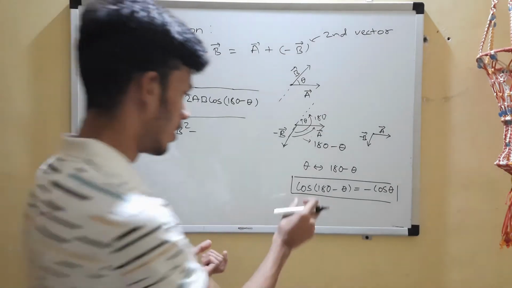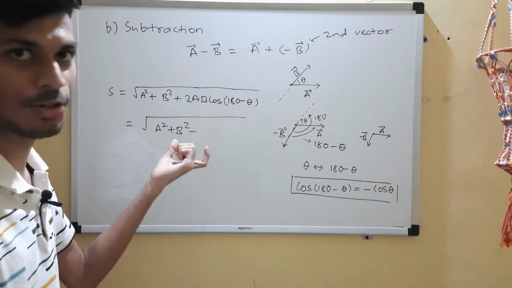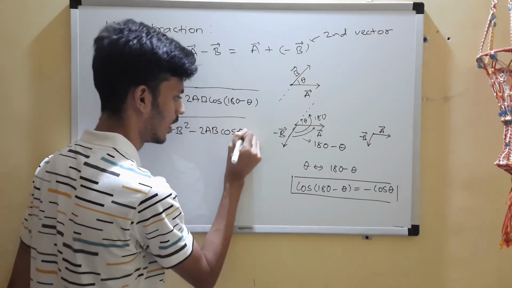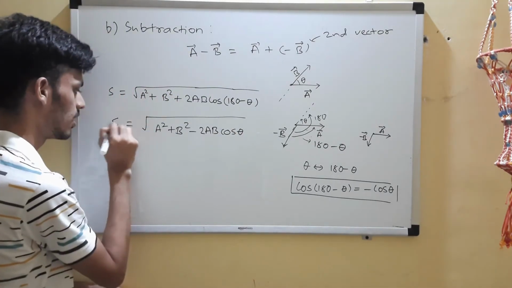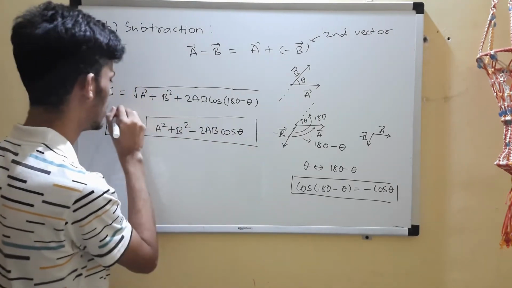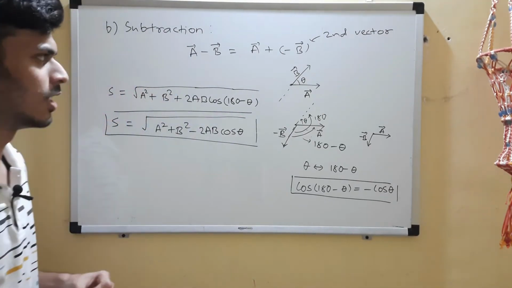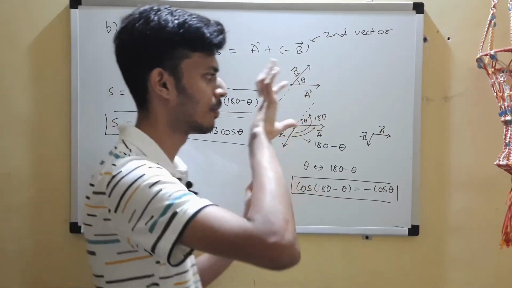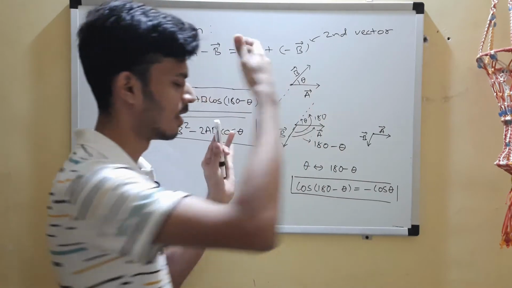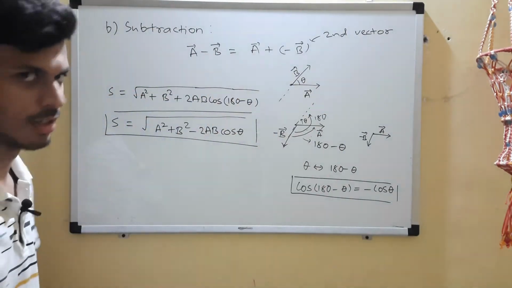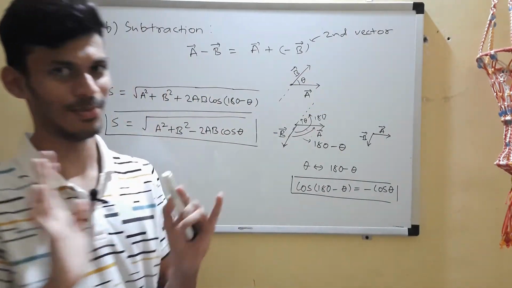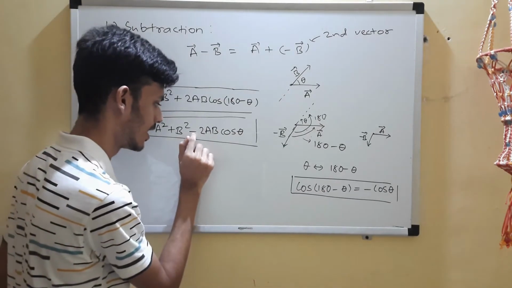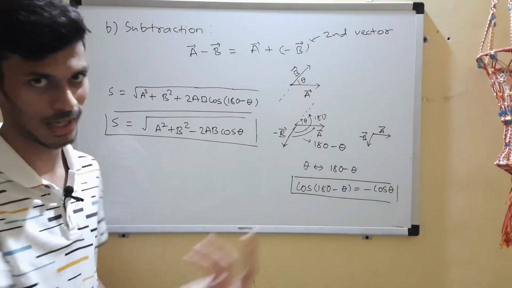Anyways, so cos of 180 minus theta is minus cos theta. Just replace that: minus 2ab cos theta, right? And the square root I got out. So this is the subtraction formula. Only one change, right? Even if you didn't know the subtraction formula, you can just extend the concept. Every time you get a subtraction question, you can think of it in the form of addition. If you don't want to think it, this is the formula: a square plus b square, and only one change. In place of plus, here there is minus.